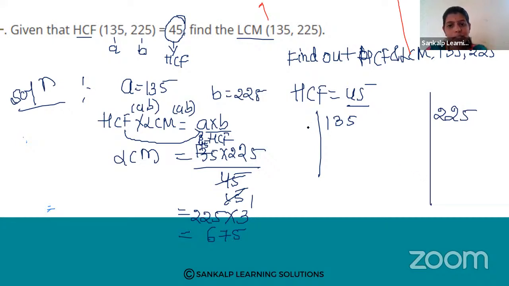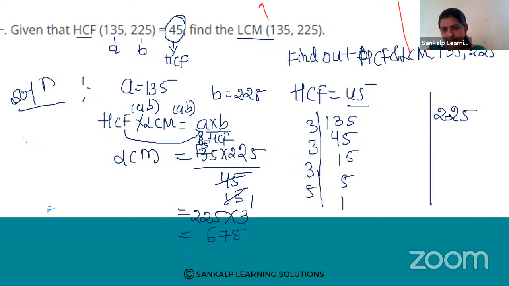Yes, 135 means 3 4s are 12. So 1 remains. 3 5s are 15. Next, 3 1s are 3. 3 5s are 15. 5 1s are 5. Right?